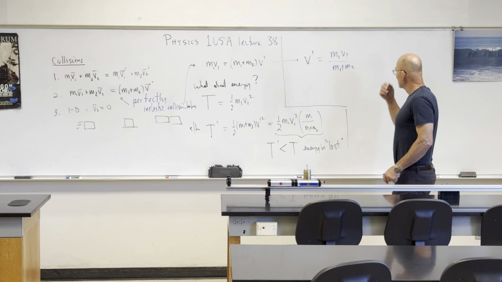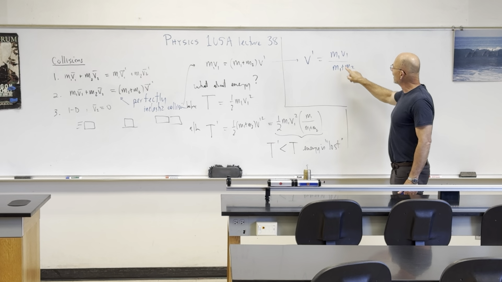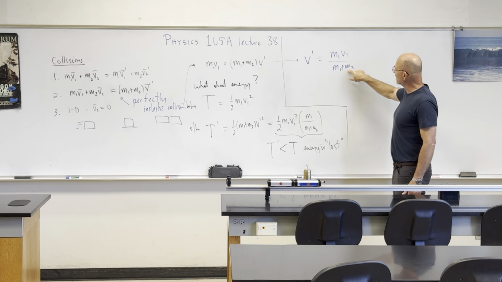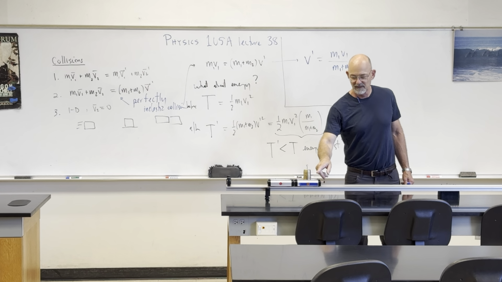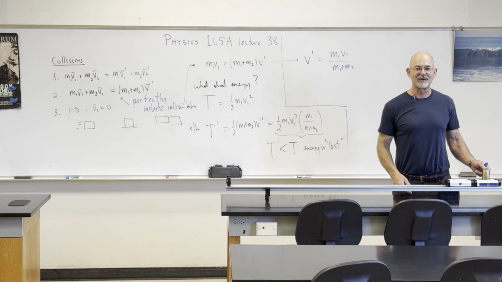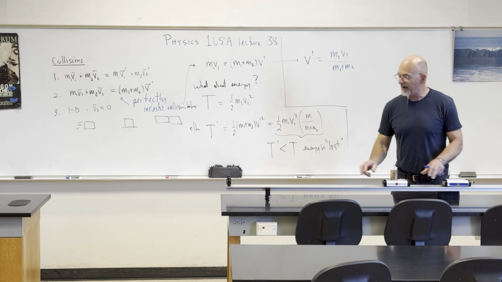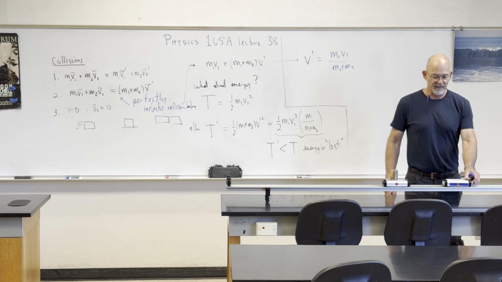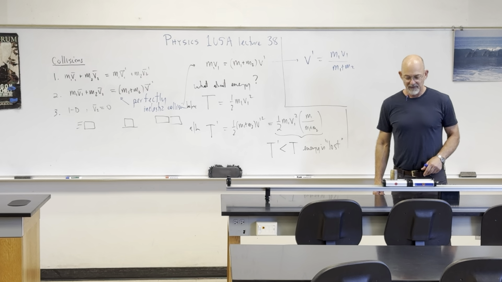And in the limit of M1 being much larger than M2, you can neglect the M2 and then V prime and V are the same. This is like when the fly hits your windshield. It doesn't slow your car down. On the other hand, suppose M2 is much greater than M1, and then I come in with this smaller mass, and the barrel moves.